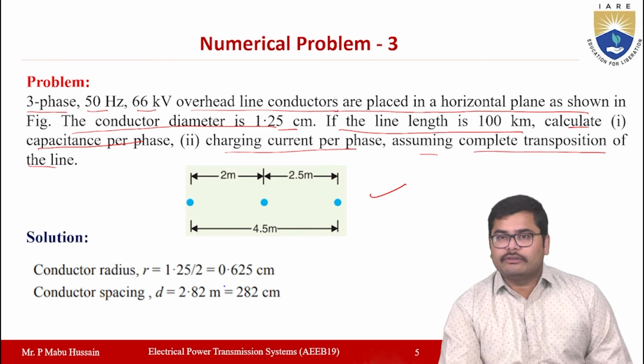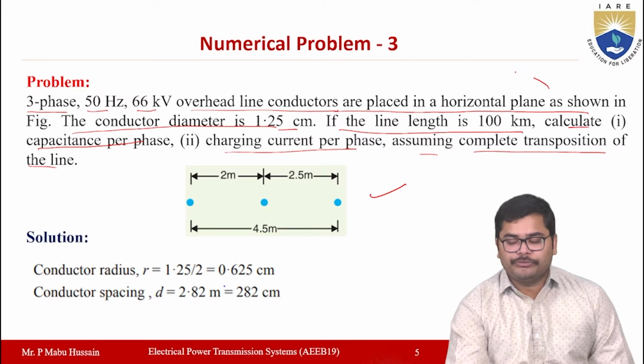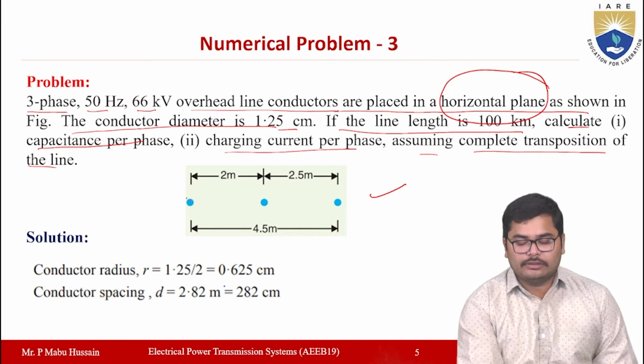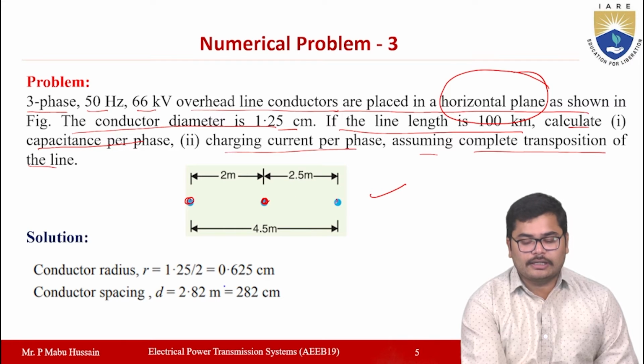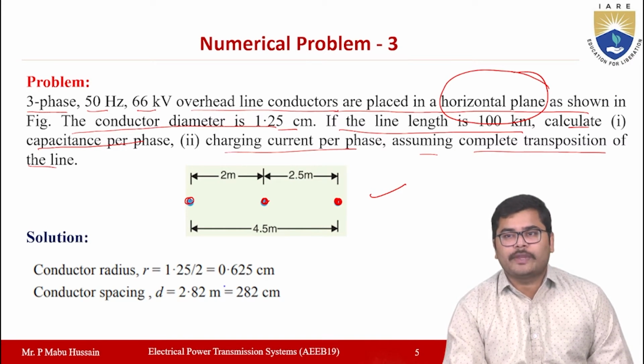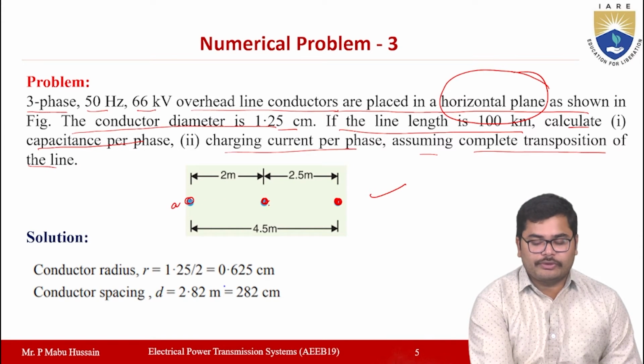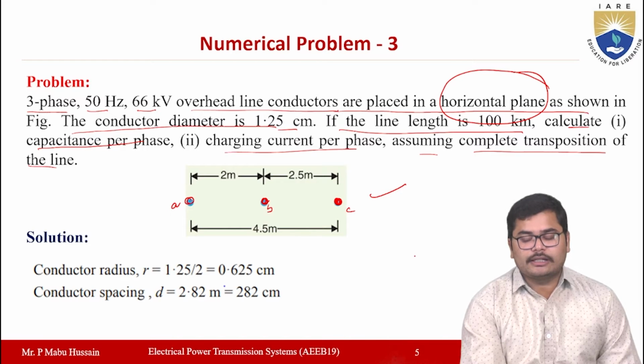Here they are giving that the conductors of an overhead transmission line are arranged on a horizontal plane. Like this is one conductor, this is another conductor, this is one more conductor. All three conductors are arranged on a horizontal plane, and the distance between the conductors is also given here. Suppose it is A, B and C, the three conductors.